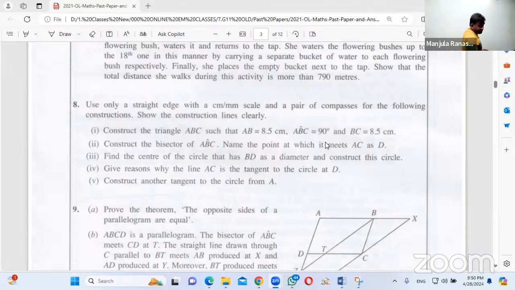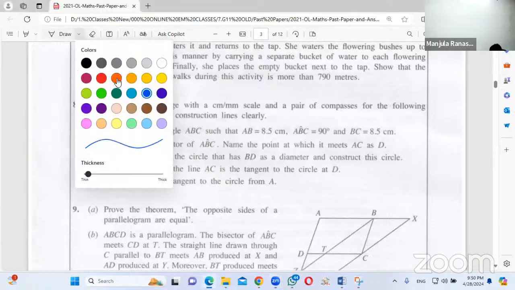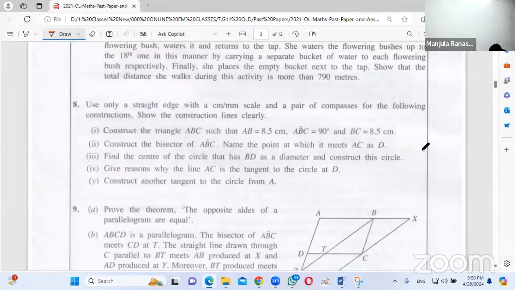Right. So I will help you. I will draw a sketch for you. See there. Construct the triangle ABC such that AB equals... This is my sketch. Look carefully, sometimes it is easier for us to draw a sketch. Then we will go to the construction.